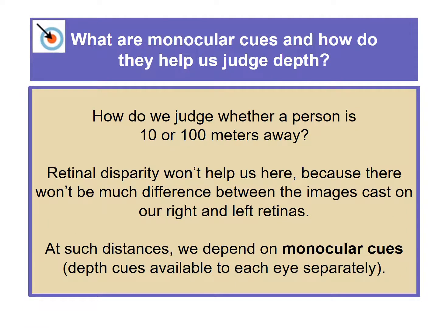Monocular cues, and how do they help us judge depth? So how do we judge whether a person is 10 or 100 meters away? Retinal disparity won't help us here because there won't be much difference between the images cast on our right and left retinas. At such differences, we depend on monocular cues, depth cues available to each eye separately. So binocular means 2, bi meaning 2, and monocular, mono meaning 1.